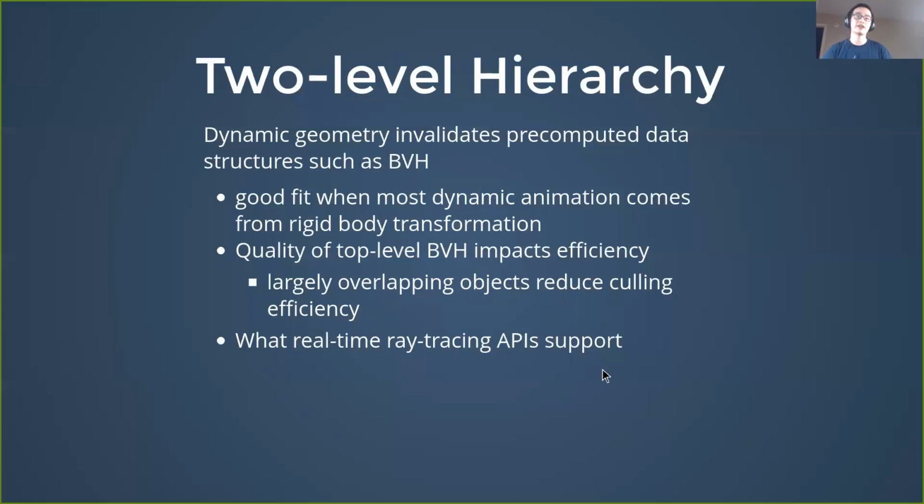And we have real-time ray tracing APIs, which usually have this kind of two-level hierarchy. So for DX12 and Vulkan, we have bottom level and top level. For objects, it's more flexible, we can have multiple levels, but hardware really only supports two levels.